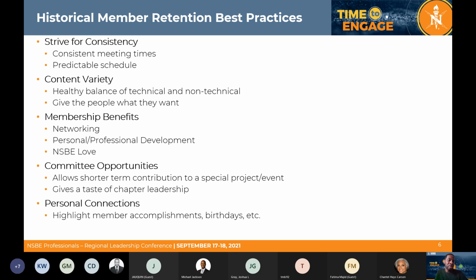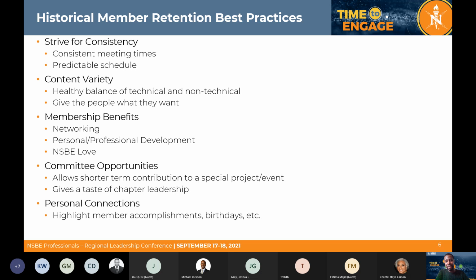And then you want to play up the membership benefits. There are a lot of benefits that NSBE provides. Some of the key ones are networking, personal and professional development, and then, of course, the NSBE love. I consider NSBE a second family, and I know a lot of people feel the same. So really encouraging that family connection can help to keep people engaged and keep them coming back.